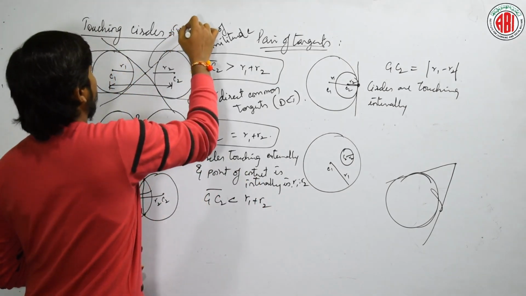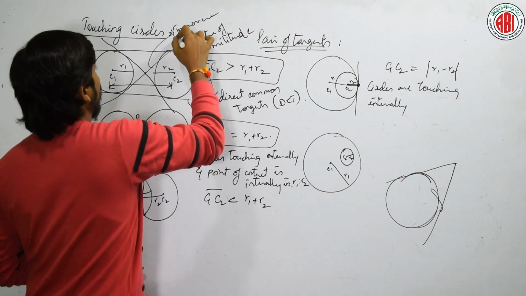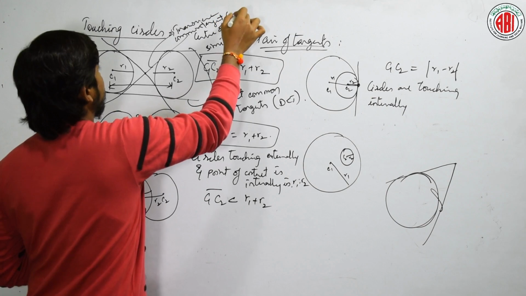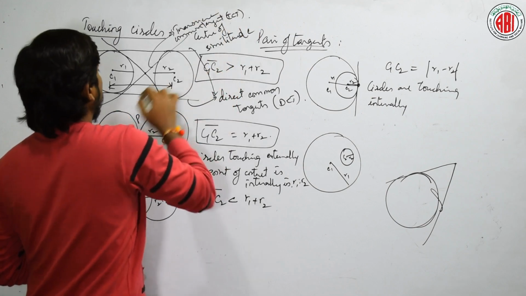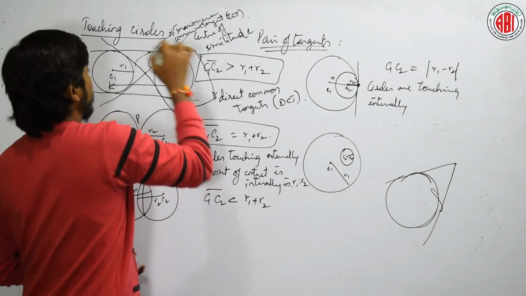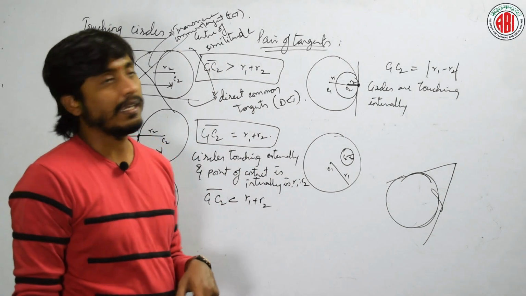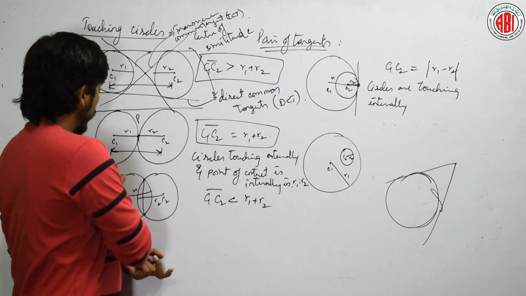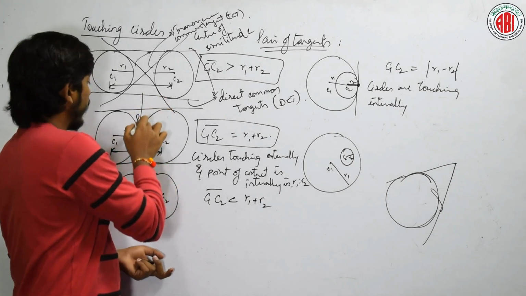Let me write it here. Transverse common tangent. This is TCT. Clear? This tangent and this tangent. Is it clear? Similarly, how many tangents can we have here? 1, 2 and here 3.